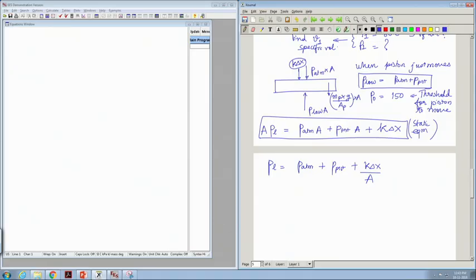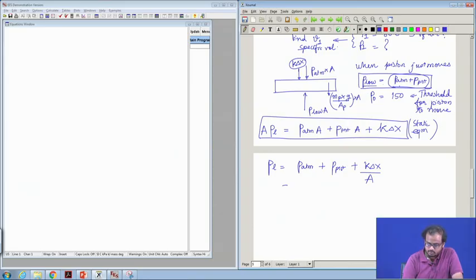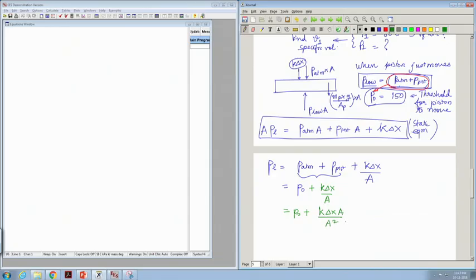Now, we have already seen that P atmosphere plus P piston was the threshold when it just starts to move. So, that is equal to P lower, and that P lower for this particular state was equal to P naught. So, these two terms become P naught, because P atmosphere plus P piston when it just starts to move is P naught, and we set that as a reference state for the spring. So, this becomes P naught plus K delta x by A, which is nothing but P naught plus K delta x into A by A square, which is P naught plus K delta V by A square.